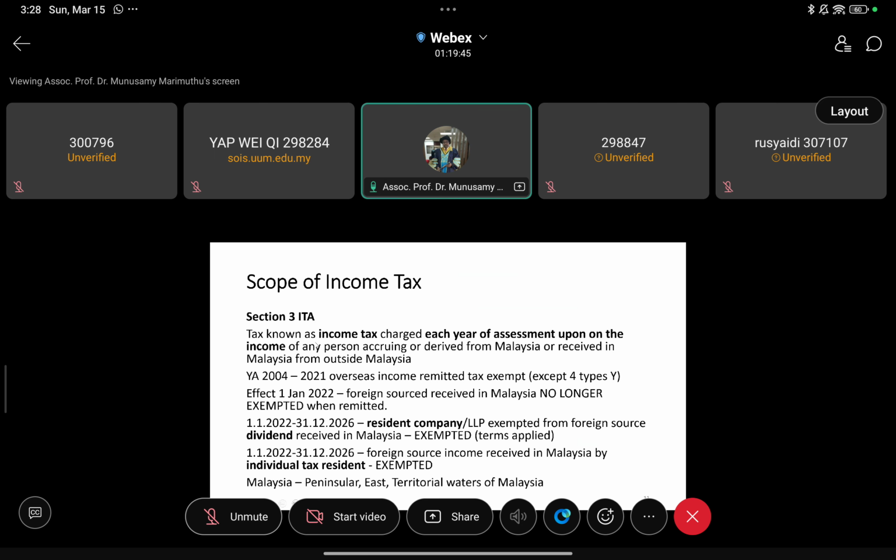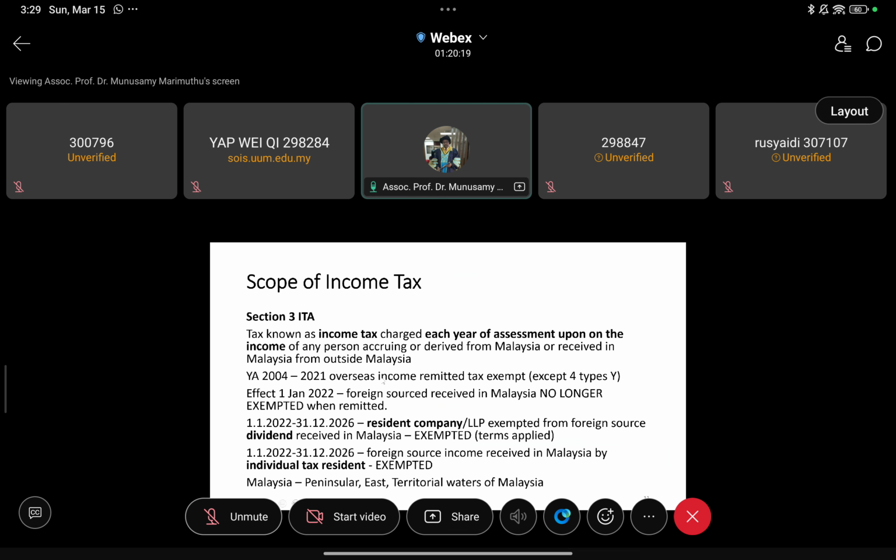This is the old section, so the first two lines are correct. Let me put it simply: a tax known as income tax is charged each year on income of any person accrued in Malaysia. That's all. But for income received from outside Malaysia, hold on, because there have been changes. Up to 2021, overseas income remitted was tax exempt. Overseas income remitted to Malaysia is tax exempt, you need not pay tax.